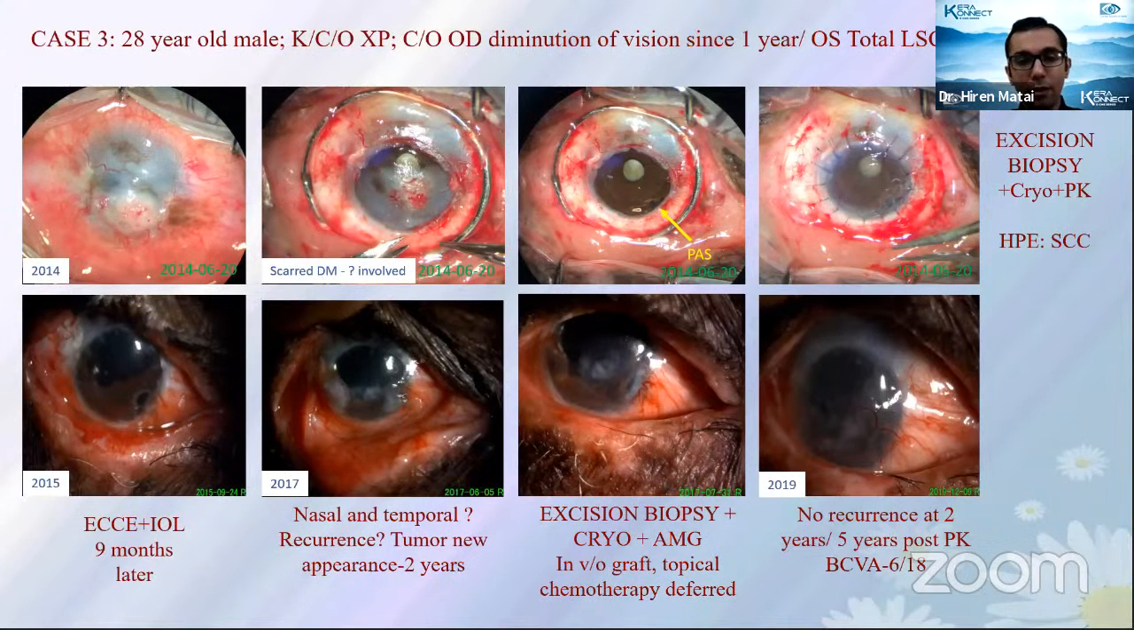9 months post PK, we decided to go ahead with cataract extraction along with IOL implantation. The patient presented to us after 2 years with a suspicious lesion on the nasal and temporal region, as seen in the photograph below. An excision biopsy along with cryoapplication with AMG was done. In view of the graft, topical chemotherapy was deferred. And as seen in the last image, at 2 years of follow-up post-excision biopsy, no recurrence was noted, and the BCVA was 6/18. Next slide, please.